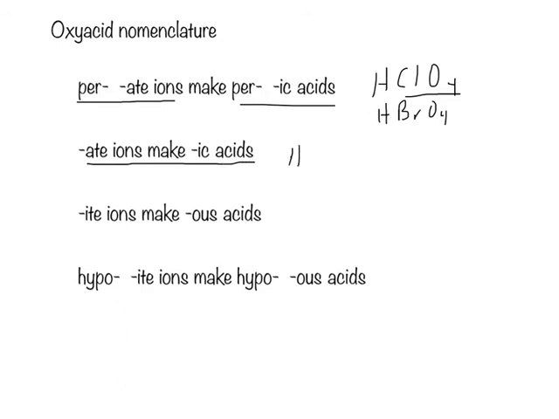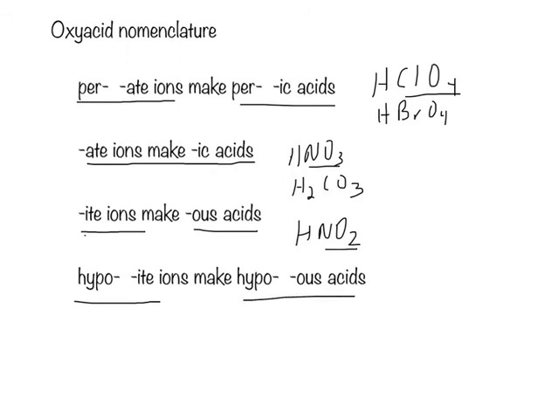So something like HNO3, nitric acid, because NO3 is the nitrate anion. So something like H2CO3. The CO3 is the carbonate ion, so this would be carbonic acid. Ite ions make ous acids. So something like HNO2. The NO2 minus ion is the nitrite ion. So this would be nitrous acid. And then hypo-ite ions make hypo-ous acids.